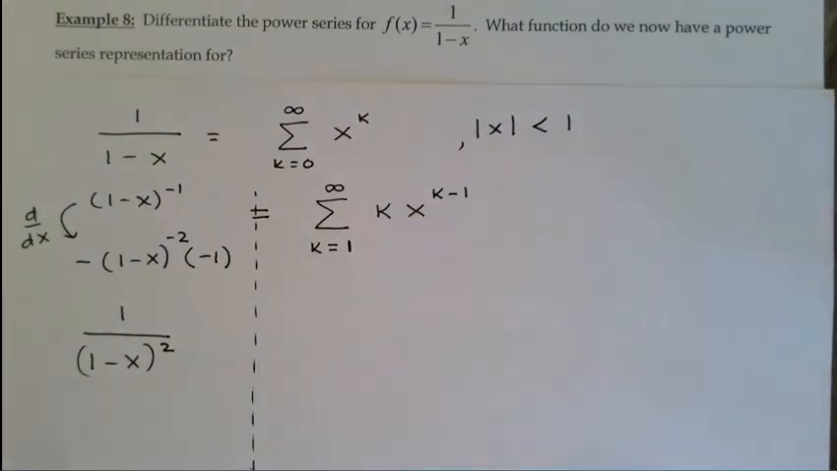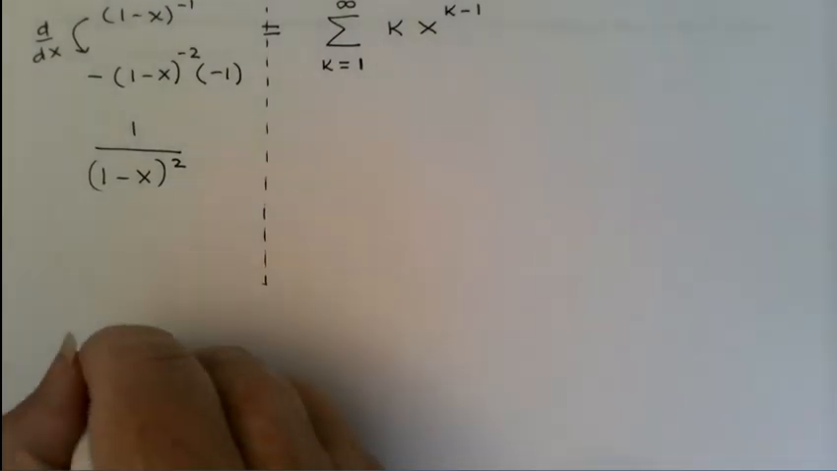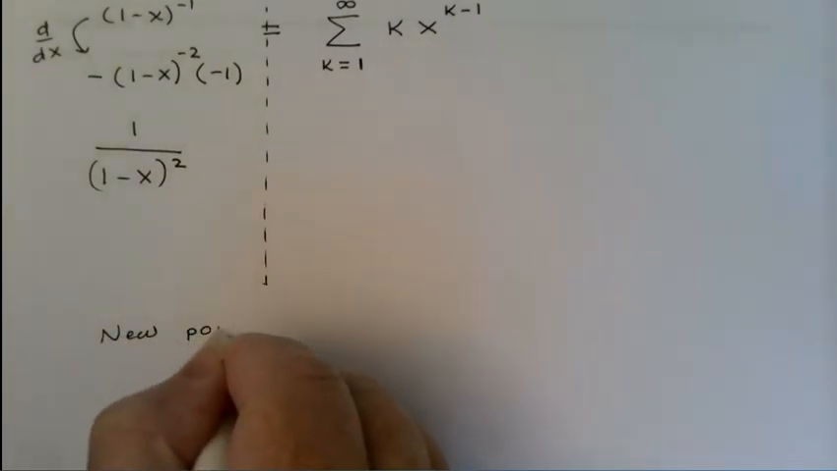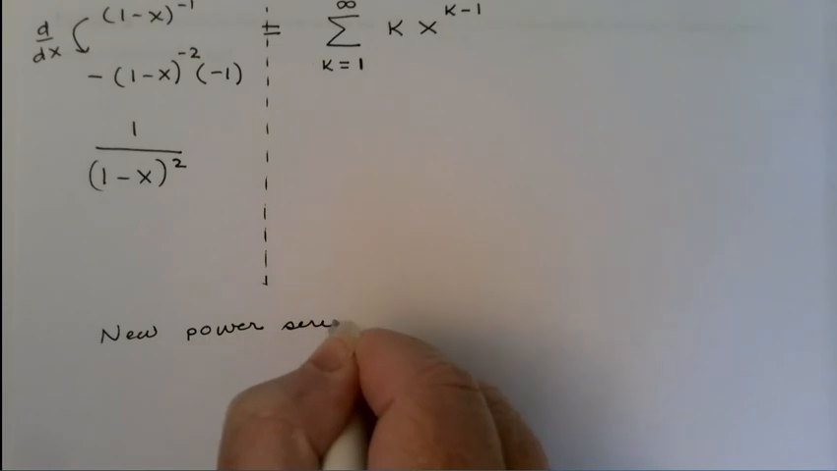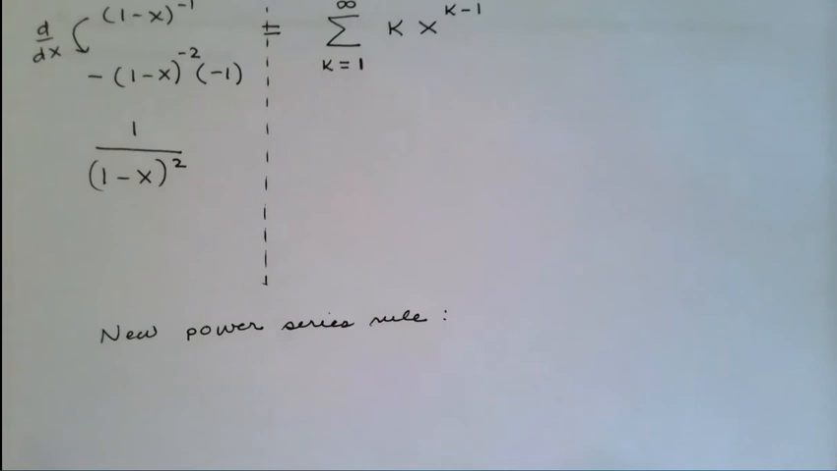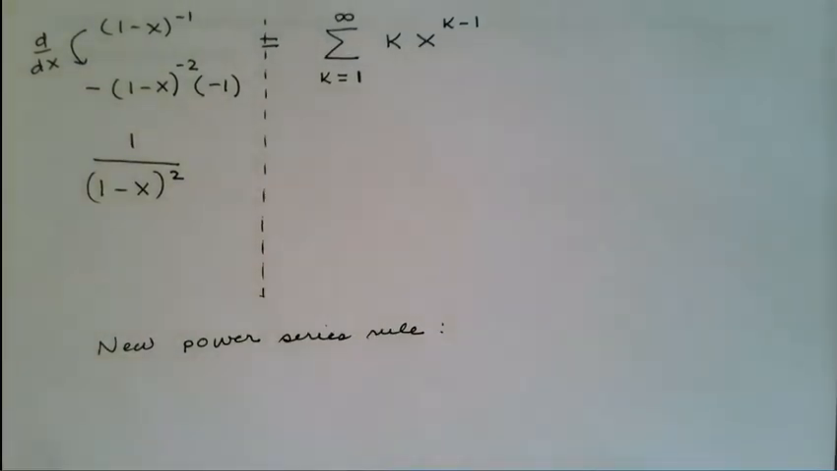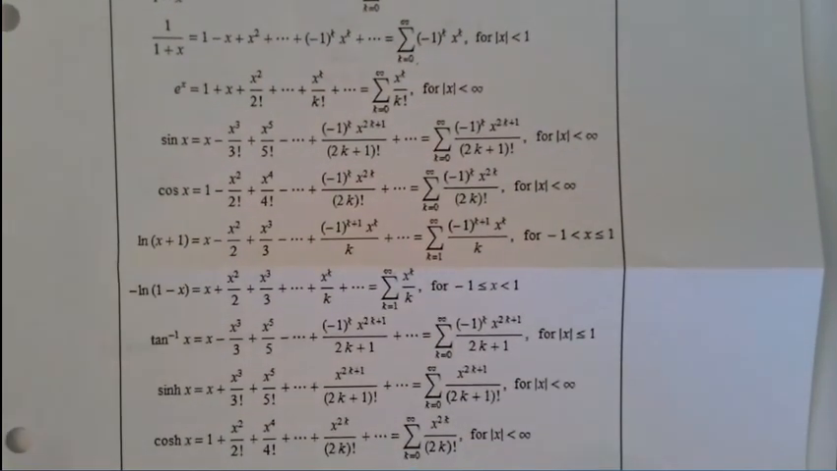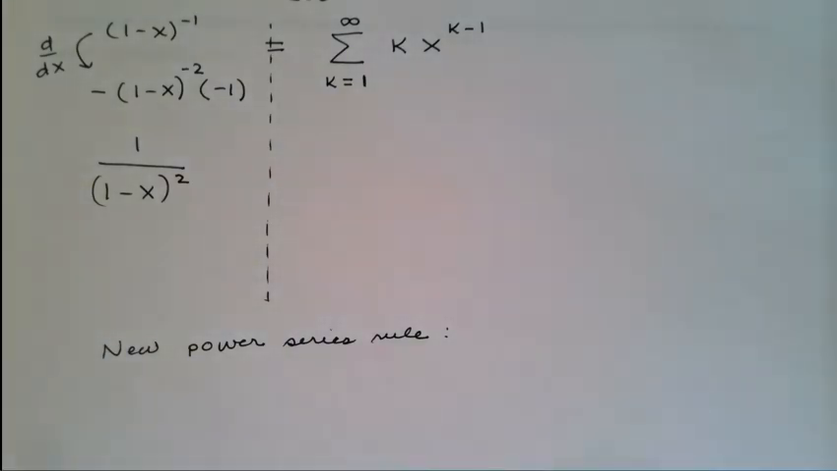All right, so this again is only valid for absolute value of x is less than 1. But what I've got now is a new power series rule that we just figured out, right? This 1 over 1 minus x squared wasn't anywhere on our original list. Nowhere on there was there a power series that looked like 1 over 1 minus x quantity squared. So I now have a rule for that, which I've discovered by using the derivative.